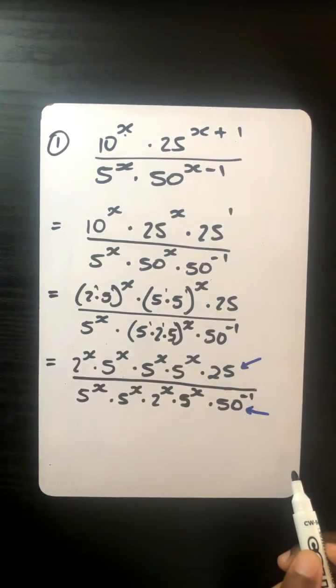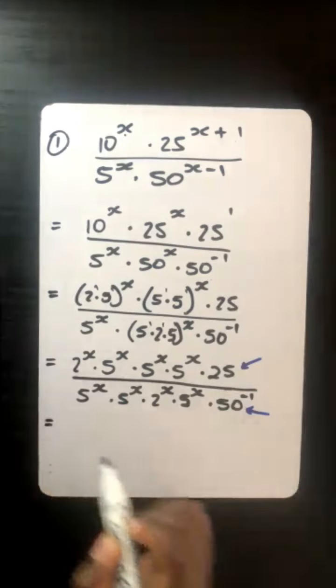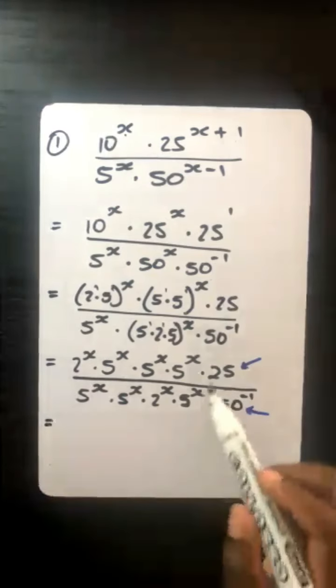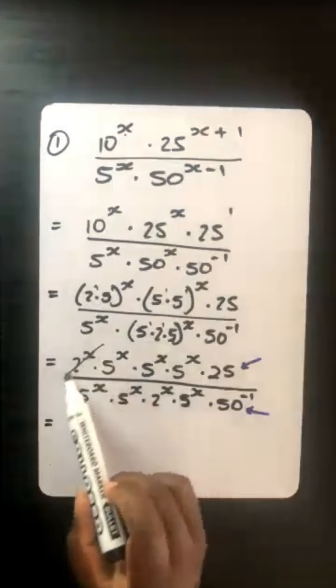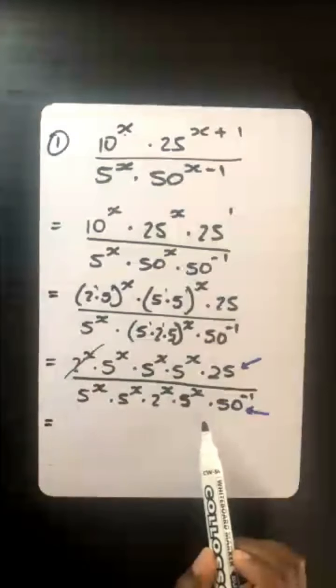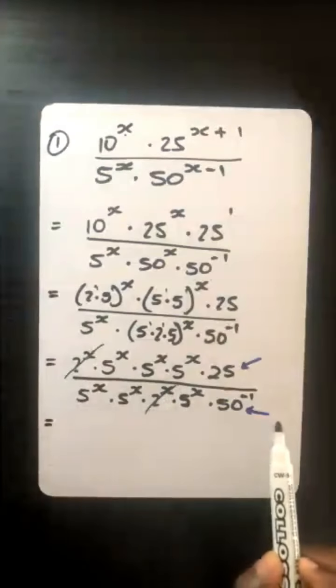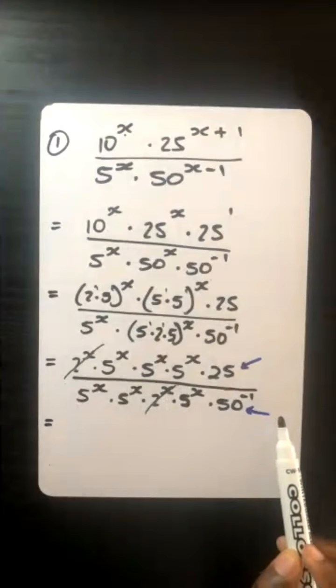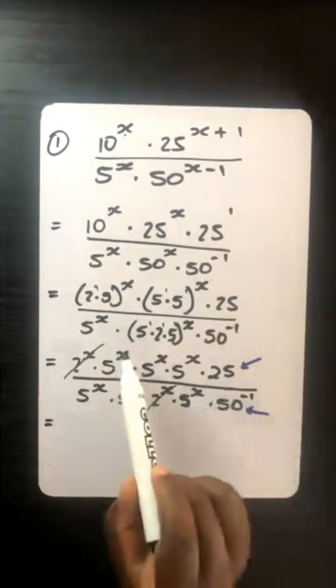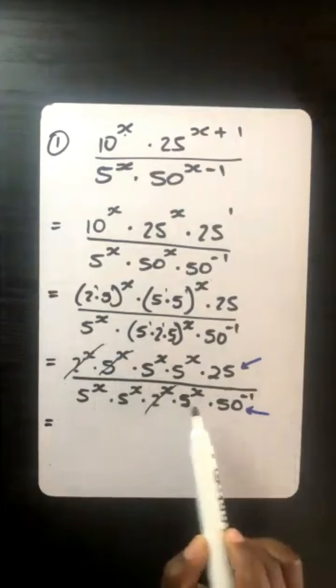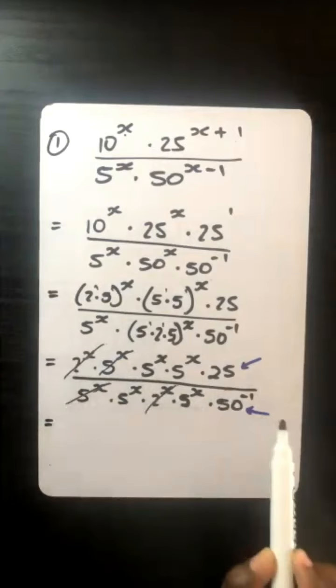So at this stage, I can cancel out those that cancel out, or otherwise work out the numbers. So obviously, let's check. At the top, we've got 2 to the exponent x. At the bottom, we also have it there. Then we cancel. Then what else have we got? We've got 5 to the exponent x. They cancel.